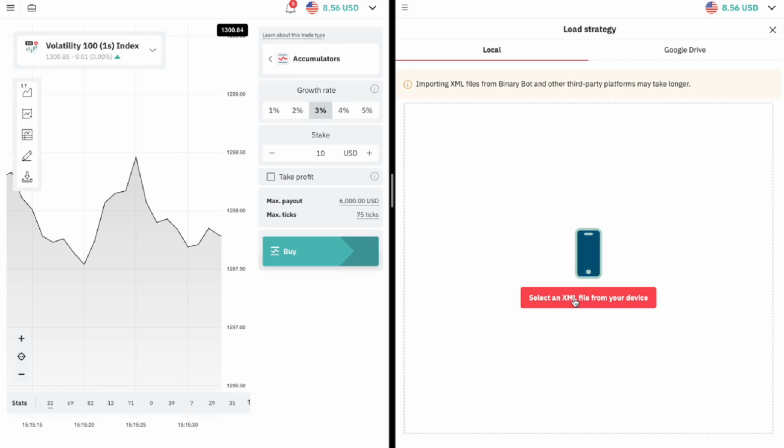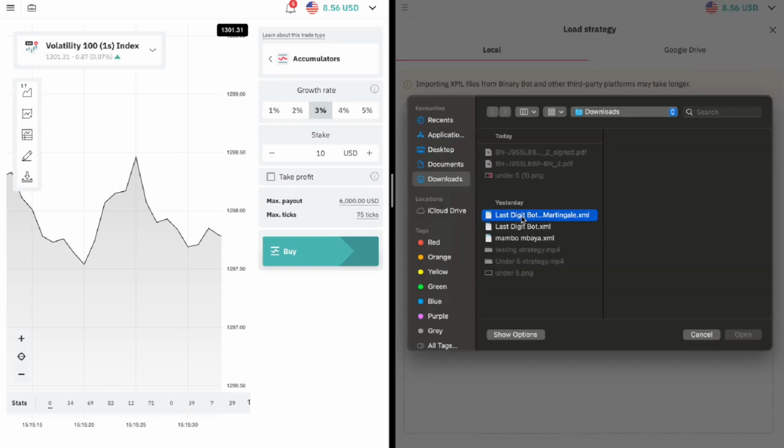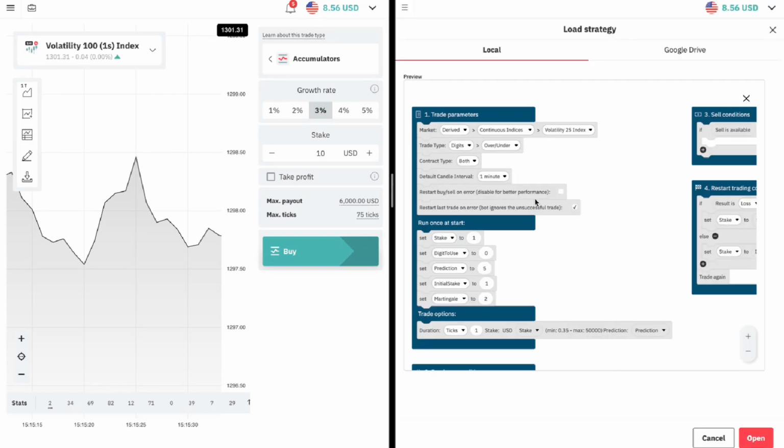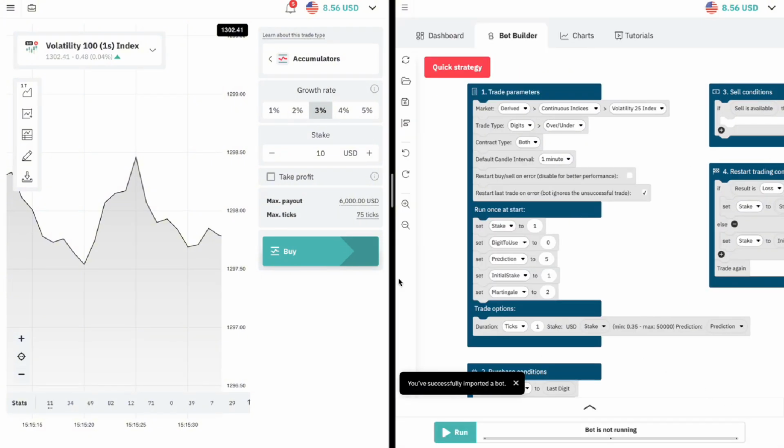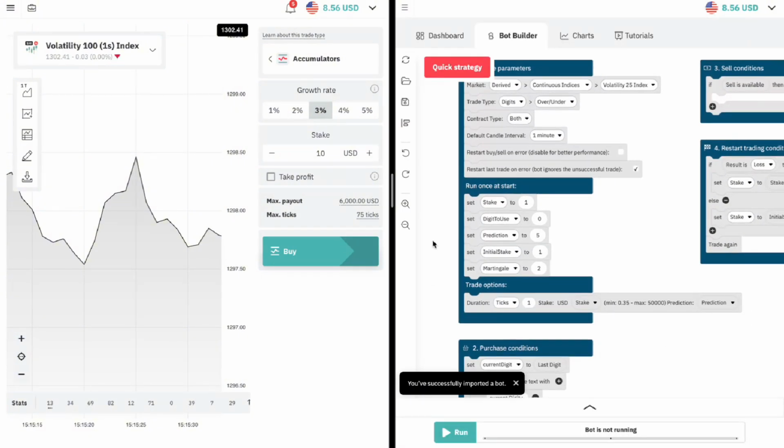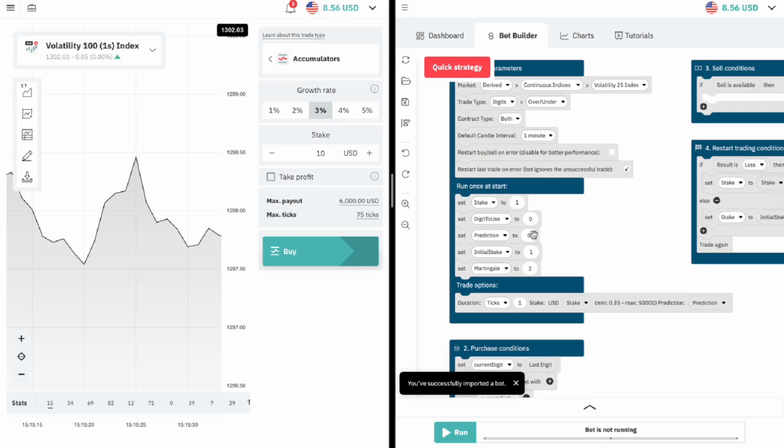Click import here. Yeah, the one with martingale. So we can see stake, digit to use, prediction, and all that. So open. What I want to do is prediction 5, digit to use is 0. We'll move this stake to 1.5.